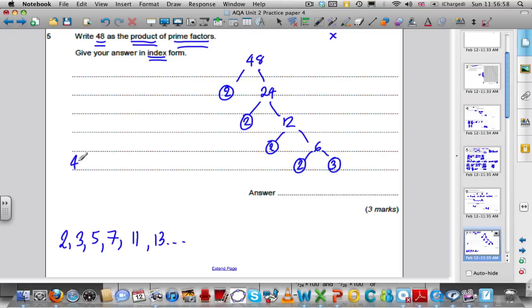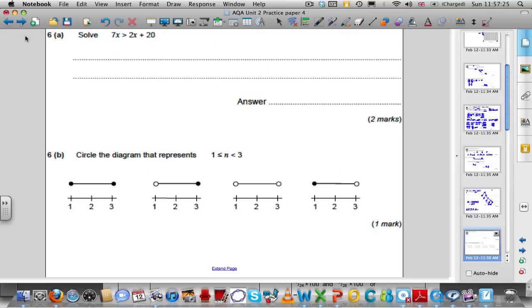So 48 is equal to 2 times 2 times 2 times 2 times 3. Give your answer in index form, that's 2 to the power of 4 times 3. And you could even write 3 to the power of 1. Just check it works. 2 times 2 is 4, times 2 is 8, times 2 is 16, times 3 is 48. Nice, easy 3-mark question.